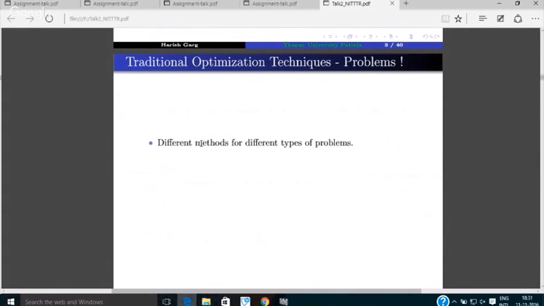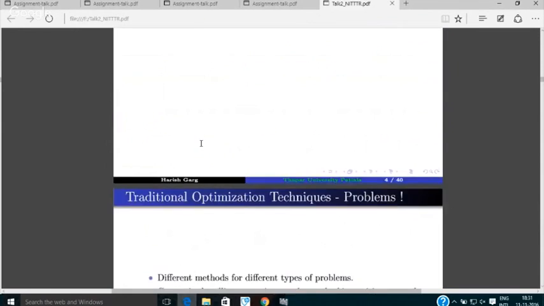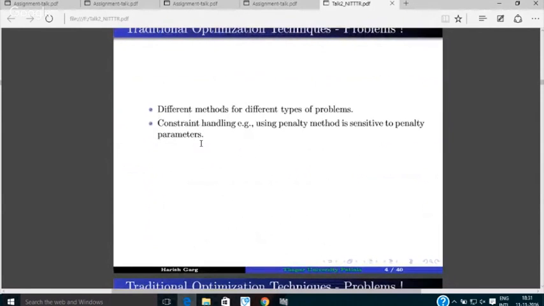Means if somebody wants to solve a nonlinear optimization problem, they have to know how to solve a nonlinear programming problem. Then second is constraint handling. Constraint handling means if we have 45 constraints, then there is a big task of how to handle these 45 equations, 45 constraints. And definitely one usual simple method is the penalty method. Okay, you have to impose some values like say 5,000 on the first constraint, 10,000 on the second constraint, and so on.